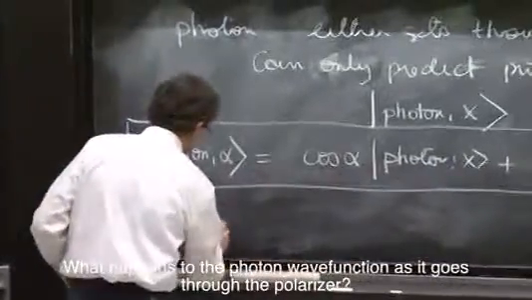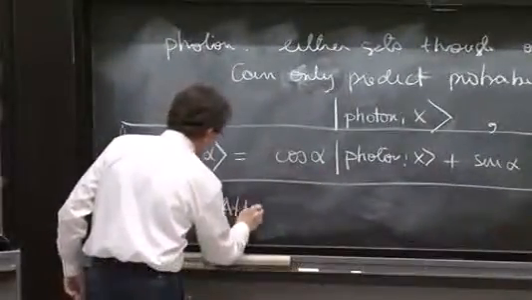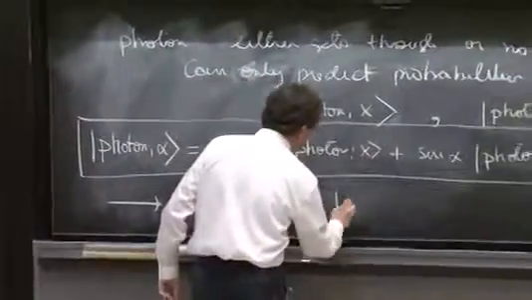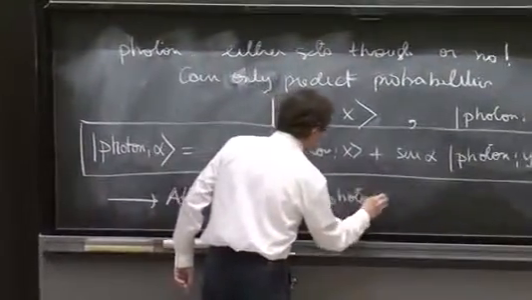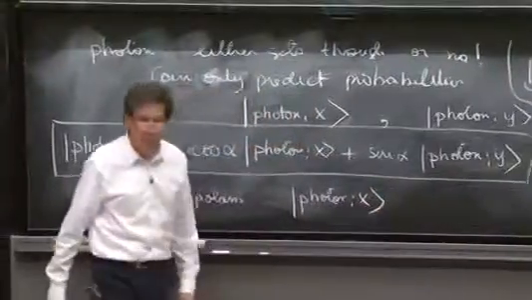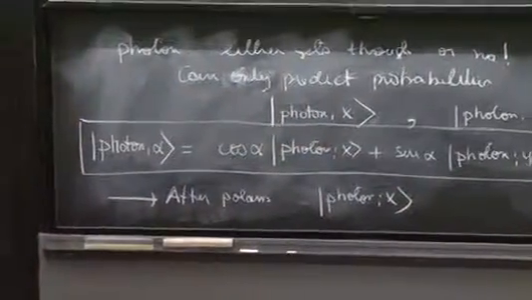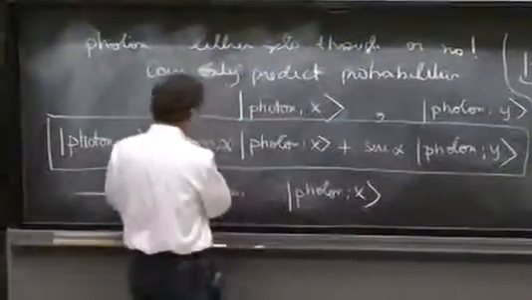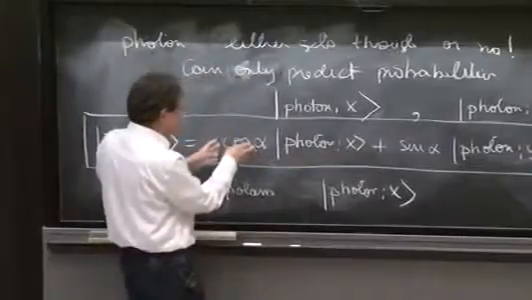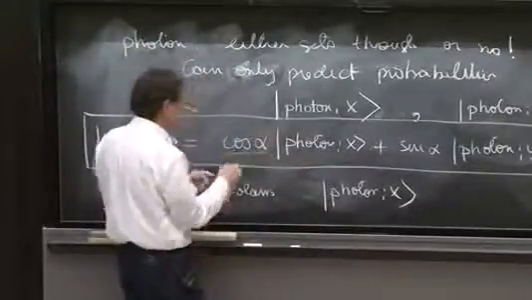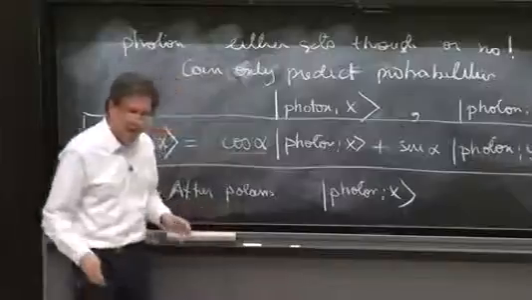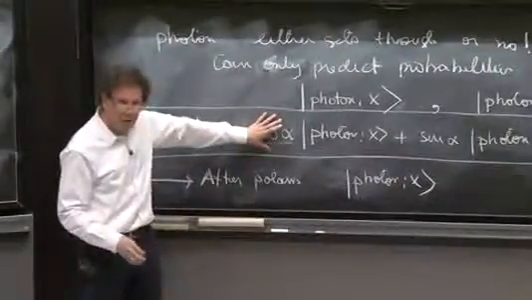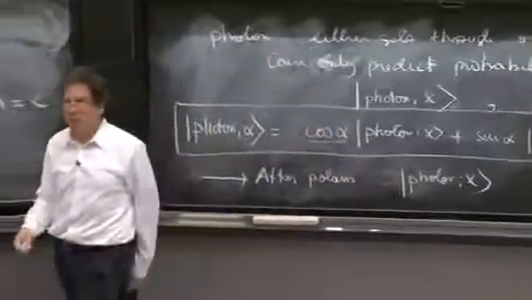After the polarizer, the photon is in the state photon X. It's always polarized along the X direction. So it's kind of similar that this doesn't go through, this goes through, but at the end of the day, as we will explain very soon, the cosine alpha is not relevant here. When it goes through, the whole photon goes through. So there's no need for a cosine alpha. So that's what goes out of the polarizer.